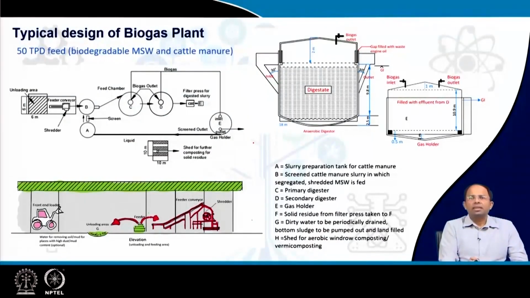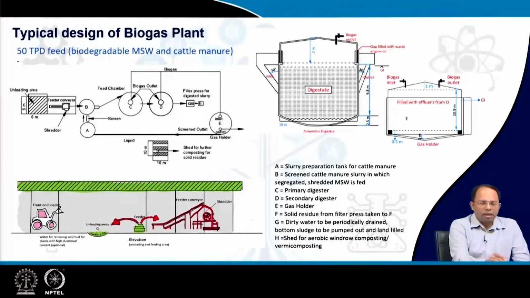So this is the typical design of a biogas plant of 50 tons per day capacity. Both MSW and cattle manure are being utilized. You can see this is the loading, unloading area for the waste. This is the feeder to the conveyor belt, and this is where the waste gets shredded.